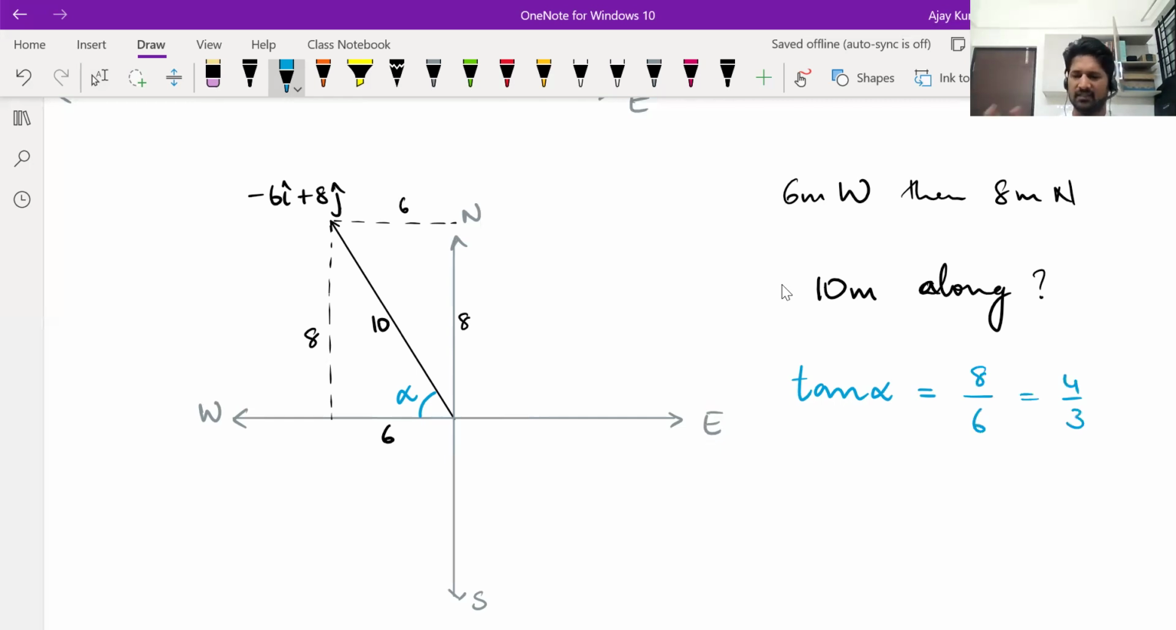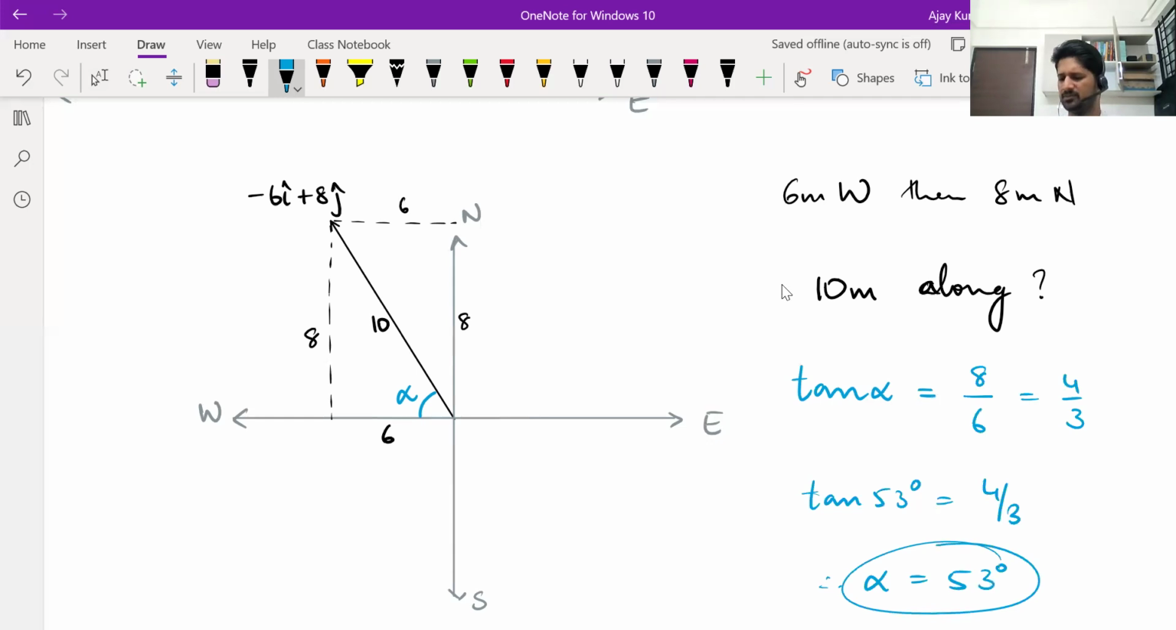And I gave you one sine cos table, right? In that, if you look up tan, you will see that tan 53 degrees is 4 by 3. That means the angle alpha becomes 53 degrees. See, this part you will get used to it, don't worry. But we got the angle with the westward direction now.